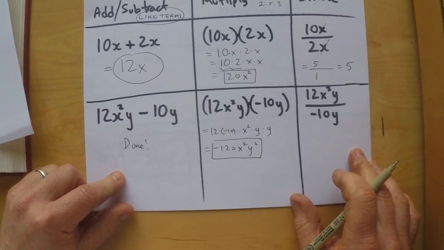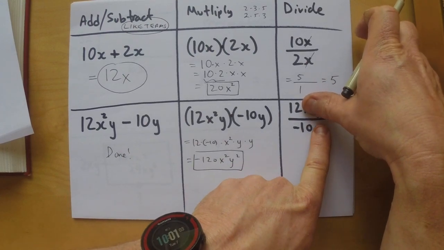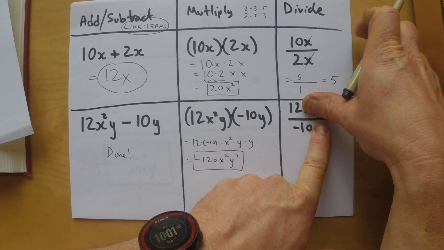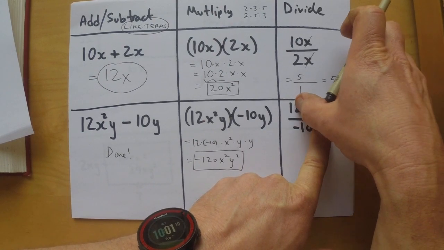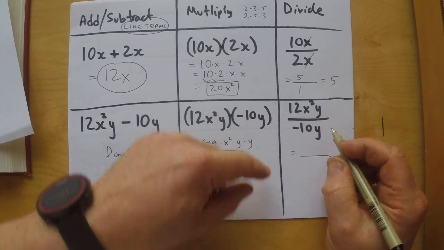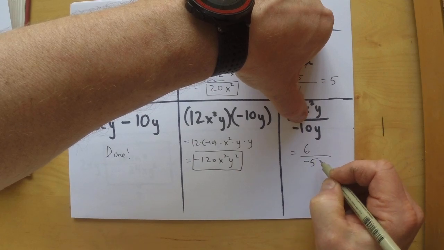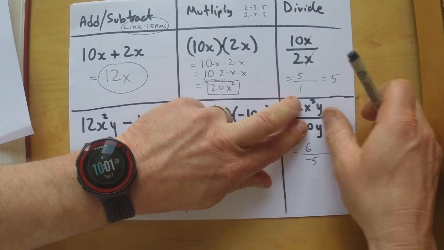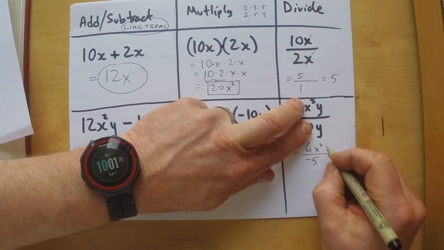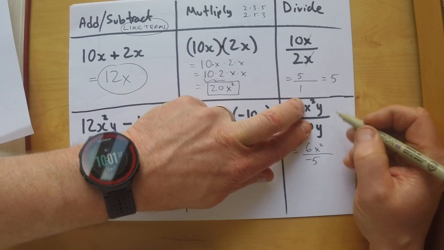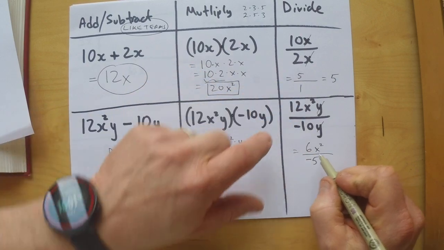There's my answer. When you're dividing, again, just look at the coefficients to start with. What's 12 over negative 10 in lowest terms? What goes into both? I can see a 2 going into both. So divide by 2, divide by 2. 12 divided by 2 is 6. Negative 10 divided by 2 is negative 5. The x squared, if you look at it, has no x's on the bottom, so there's nothing to divide out. It'll just stay x squared. There are no other x's on the bottom to cancel with. The y's, though, divide out. Goodbye to you, little y, and there's my answer.